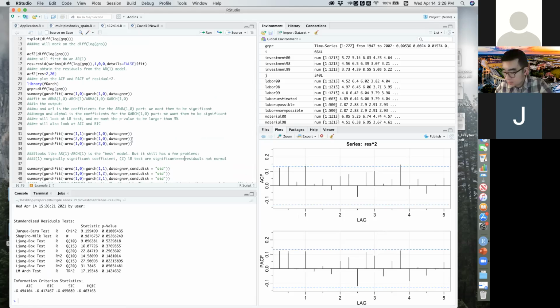Okay, so if no questions, I think I want to talk more about the GARCH model. So I'll switch to the whiteboard.